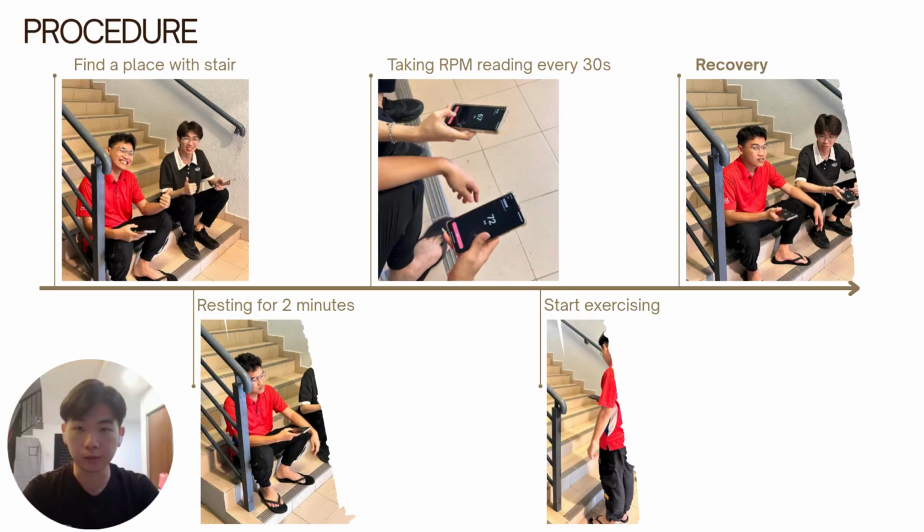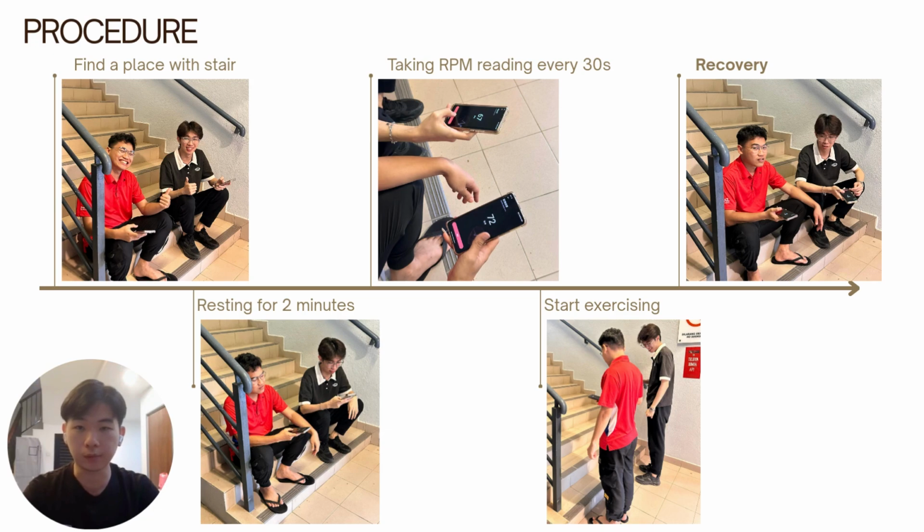Now I will talk about the procedure for the whole experiment. Firstly, we find a place to sit down for 2 minutes. At this time, the RPM reading is taken every 30 seconds, and after they rest for 2 minutes, they start exercising for 5 minutes. Then finally, recovery for 5 minutes.